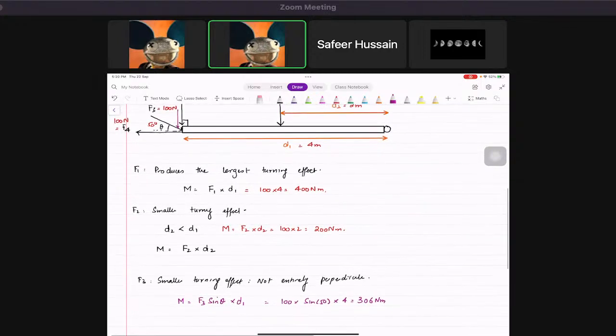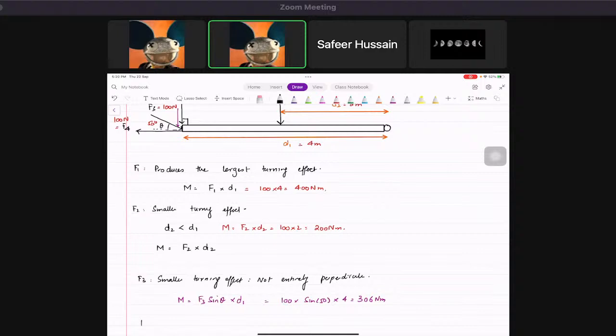Now interestingly, F4 produces no turning effect, and the reason for this is that F4 is parallel to the line of action from the pivot.